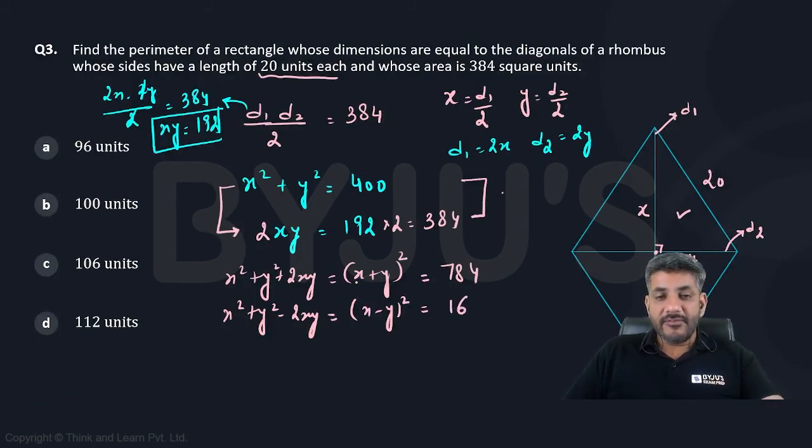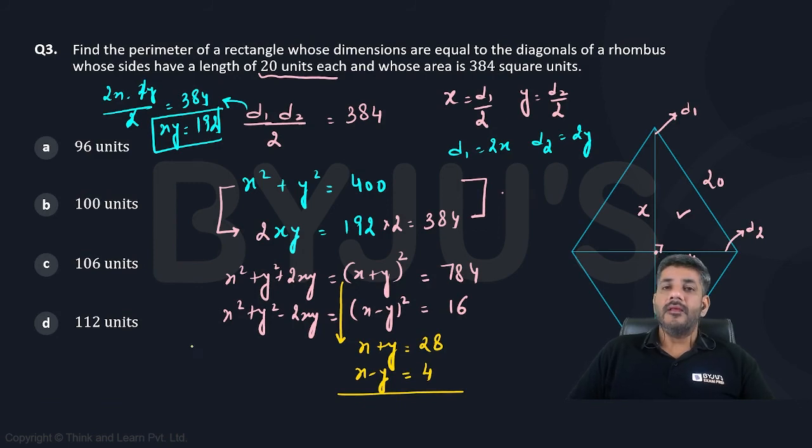Now if I solve it further, x plus y whole square is 784, which means x plus y is 28, square root of 784. x minus y whole square is 16, so x minus y is equal to 4. And by solving these two equations, you can say x is equal to 16 and y is equal to 12. The moment I got the values of x and y, I can get the two diagonals as well, as I have put them here. The diagonal d1 will be equal to double of 16, 32. The diagonal d2 would be double of 12, that is 24.